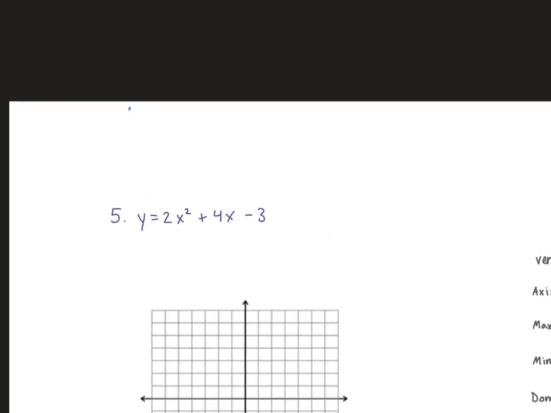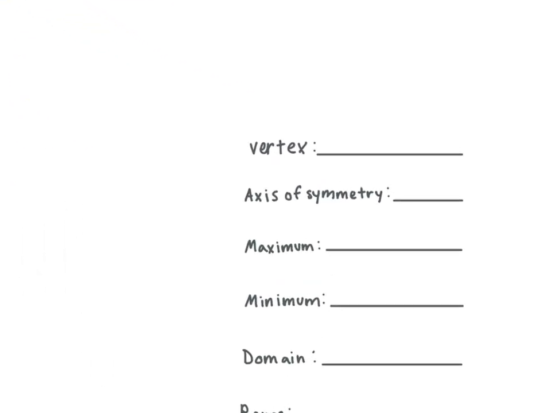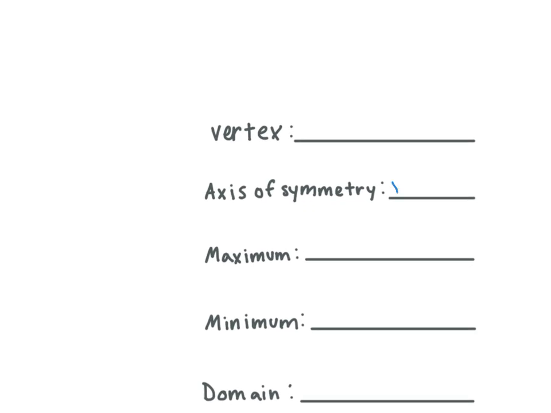So numbers 5 through 8 are from 4.2. And these are in standard form. So in standard form, we always want to start with the axis of symmetry. What's our formula for axis of symmetry? Perfect. Negative b over 2a.